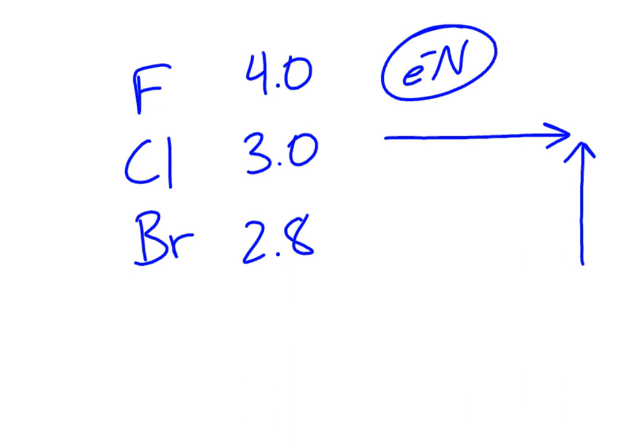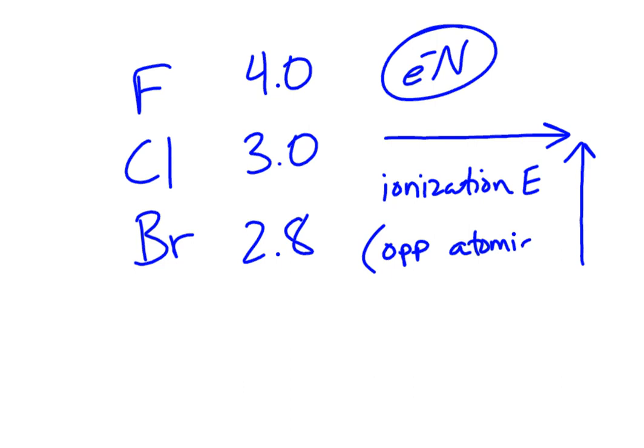If you notice, this trend on the periodic table is very similar to ionization energy. It's the same trend, and it's also the opposite of the atomic size or atomic radius, which, like I said when describing electronegativity, would make sense because larger atoms would tend to have less electronegativity. All right? Now, that's what electronegativity is.